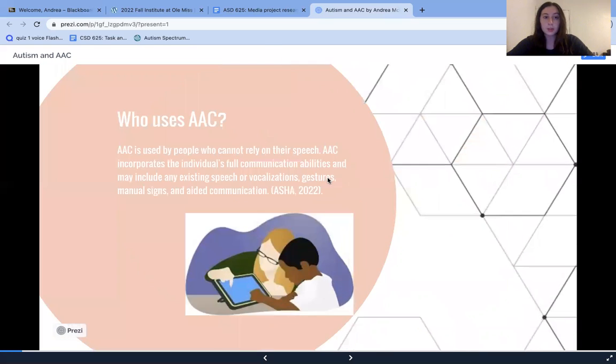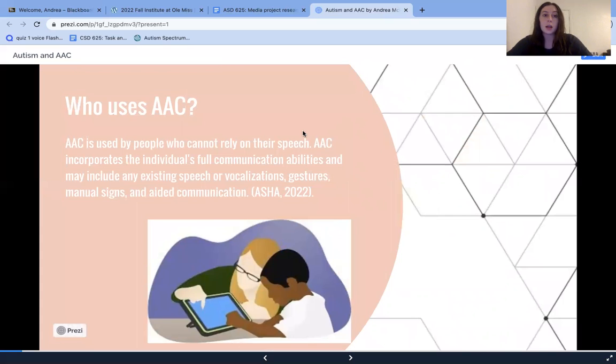Okay, so who uses AAC? It is used by people who cannot rely on their speech. AAC incorporates individuals' full communication abilities and may include any existing speech or vocalizations, gestures, manual signs, and aided communication as well. It permits individuals to use every mode possible to communicate. Over time, the use of AAC may change, although sometimes very slowly, and AAC systems chosen today might not be the best for that person tomorrow. So it all depends on their skills and the communication they have left.